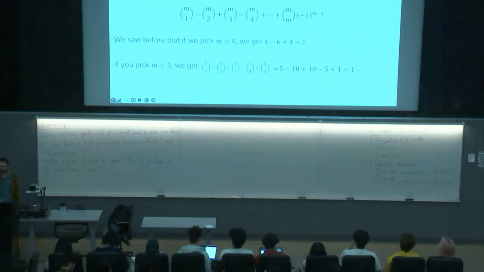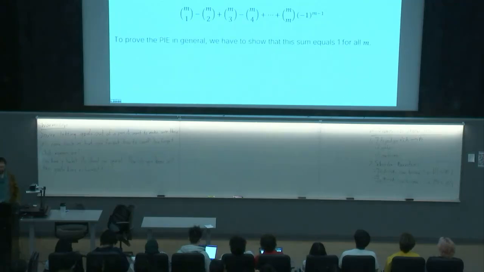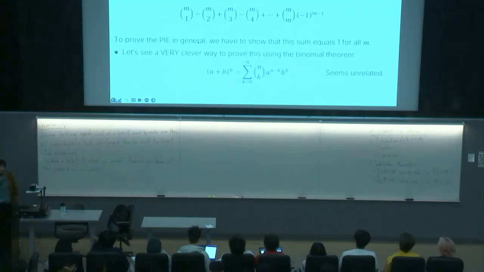Okay, so we just need to generalize this and basically show that no matter what m we pick, this sum evaluates to what? 1. So this function should be 1 for any m we choose. That's what we want to show. Okay? All right. So we already showed that it works for m equals 4 and 5, and we want to show that it works for any m. And so we're going to see a really clever way, and this is a quite mind-bending trick that uses the binomial theorem, which seems totally unrelated.